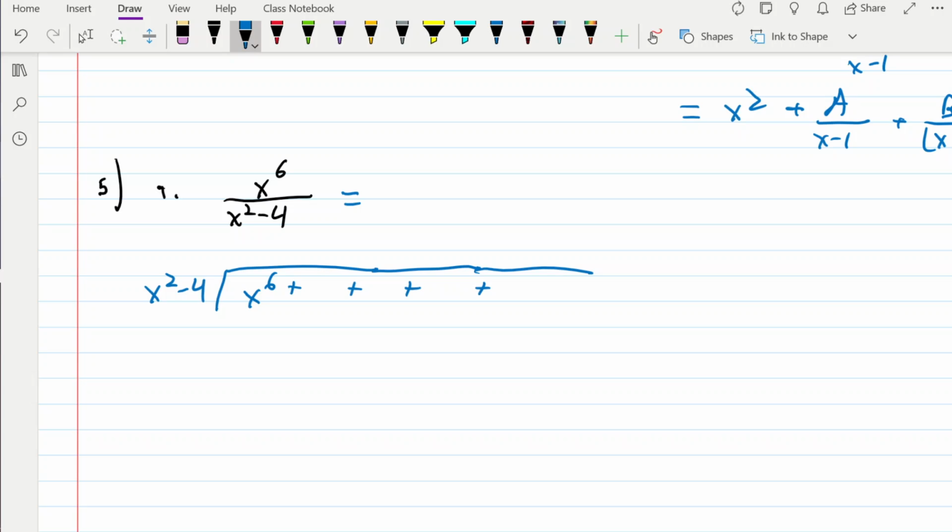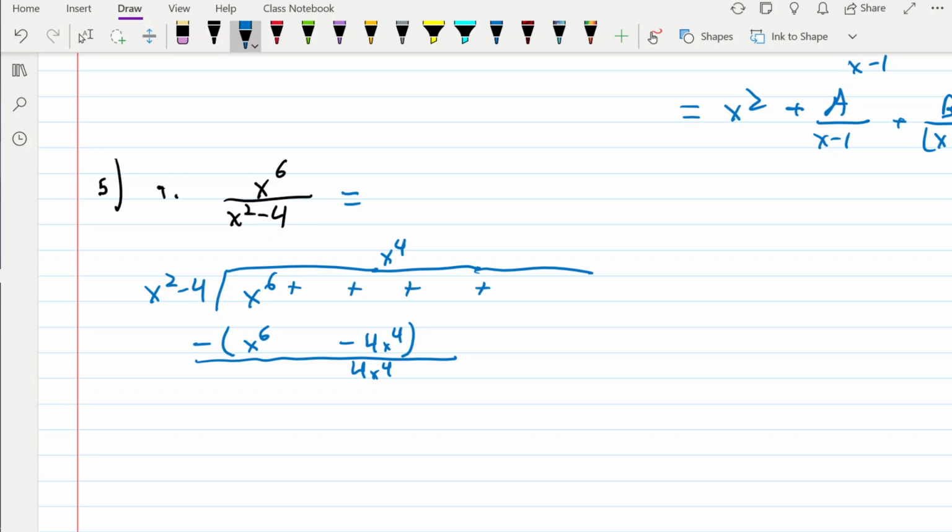Okay, so first we need what can we get that multiplies by x squared to get x to the 6th, and that is going to be x to the 4th. So we're going to have minus x to the 6th minus 4x to the 4th, and that is going to be equal to 4x to the 4th, and then we can bring down a 0.